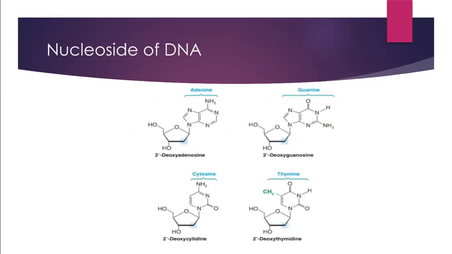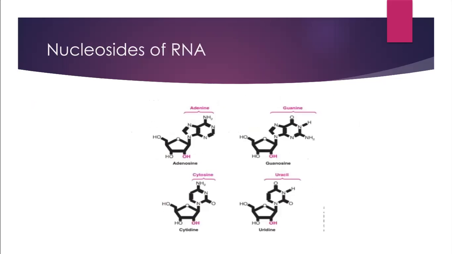These are the nucleosides of DNA. There are 4 nucleosides present in DNA: adenine, guanine, cytosine, and thymine. These are the nucleosides of RNA. Here, thymine is absent and uracil is present. And this is the basic difference between RNA and DNA.